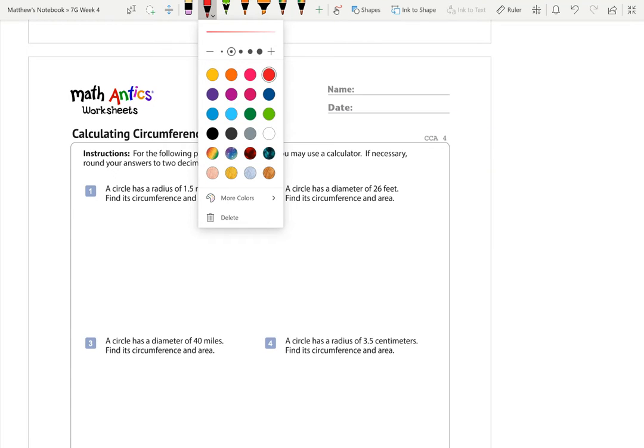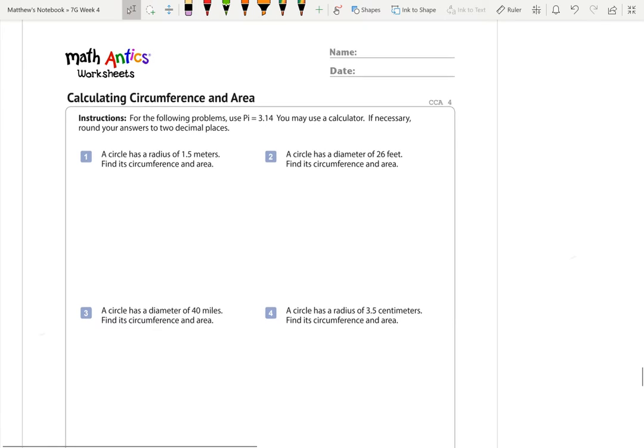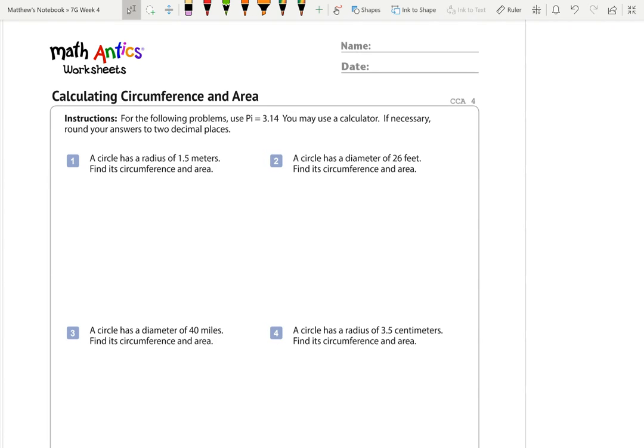Hello, everybody, and welcome. So we're looking at the calculating circumference and area worksheet. That is the second to last one we need to complete from our circumference and area portion. And so here it says for the following problems, use pi 3.14, and you may use a calculator.